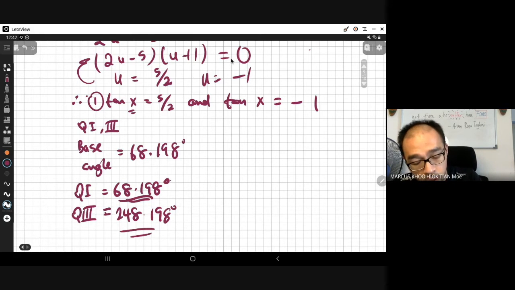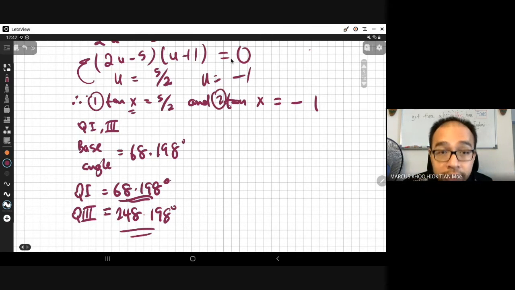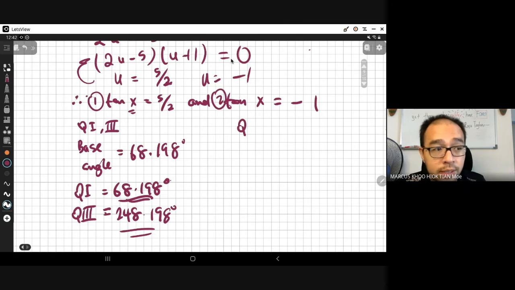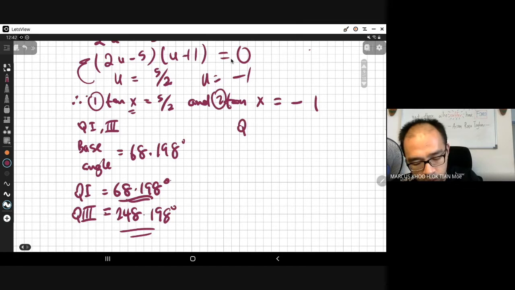Now situation number 2 is this. Tangent x equals to negative 1. Same thing, quadrants. Which quadrants are involved? Always two quadrants. 2 and 4.